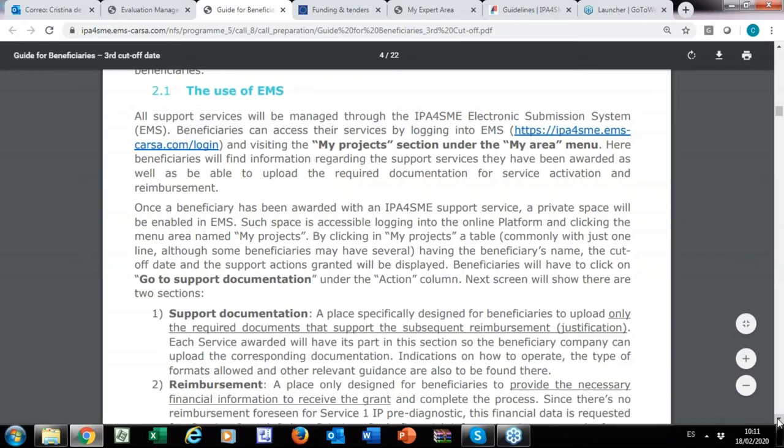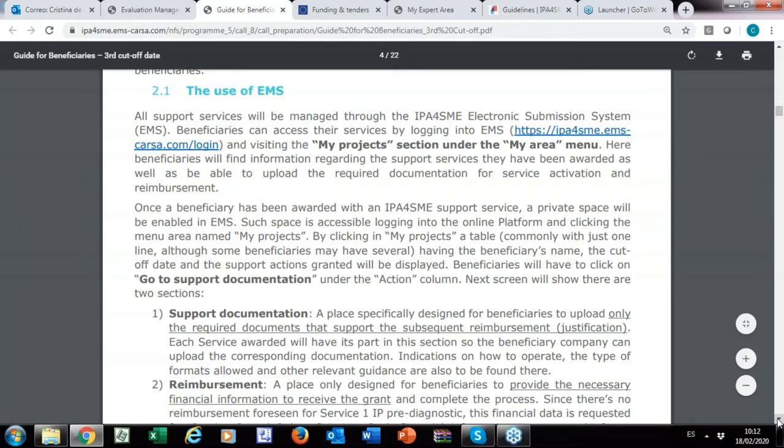For us, it's also a good tool because we are currently running this action with several hundreds of SMEs, different like you. So the idea is that this has to be a central communication point because otherwise, running emails or phone calls or whatever on a daily basis would be just unmanageable for everyone. So since you already have a login and a password in the EMS platform, all you have to do to enter into the system is to log in and go to my area and go to my projects. Because once you've been awarded with a service, either of the three or all three together, a space on the platform will be enabled for you.